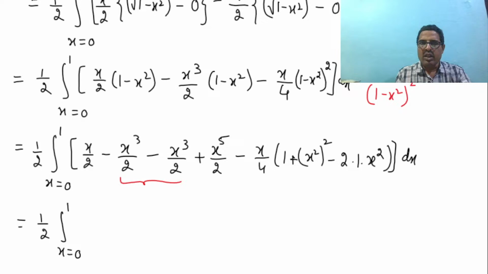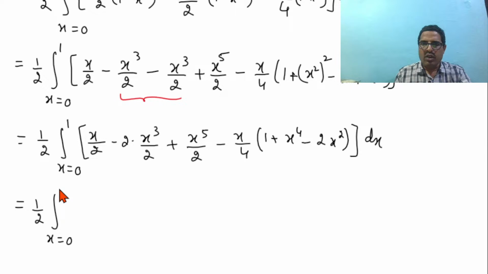Next term x power of 5 by 2 as it is, minus x by 4. Now, you can simplify this one, x plus x square whole square will become x power of 4 minus how much? Minus 2 x square times of this dx. Let us further simplify this one. This will be equals to half times of integral of x equals 0 to 1. So, therefore, you have x by 2. However, this divided by 2 and multiplied by 2 will cancel out. You are left with only x cube there, plus x power of 5 by 2.